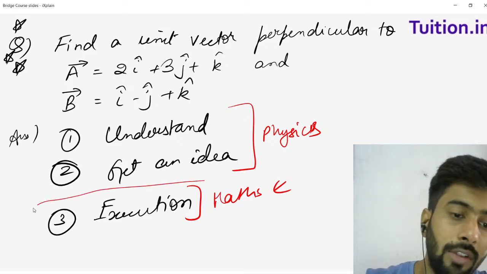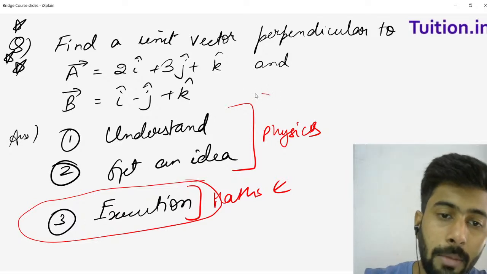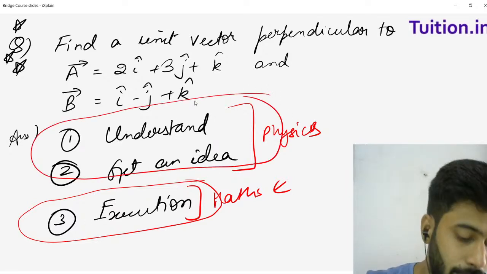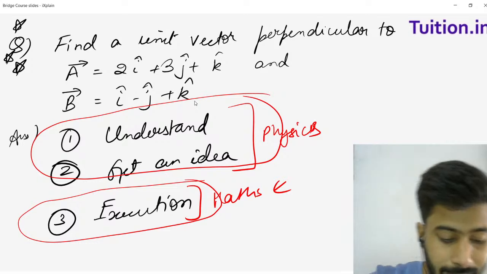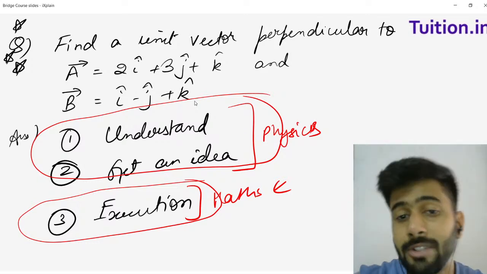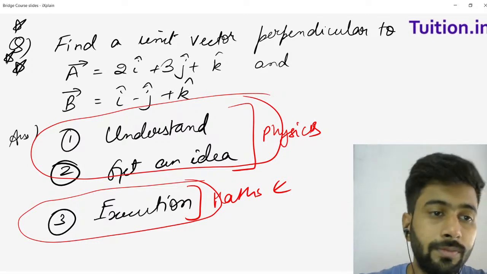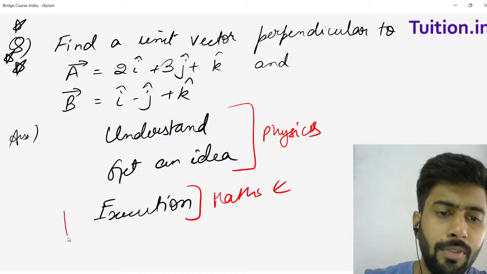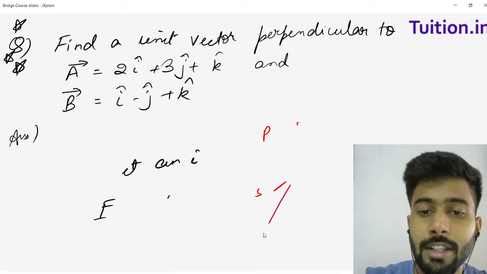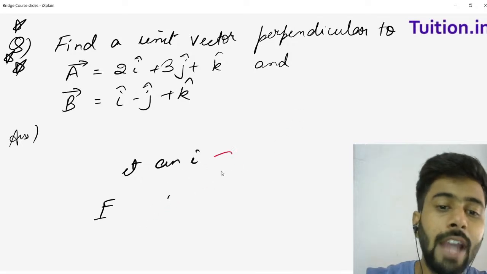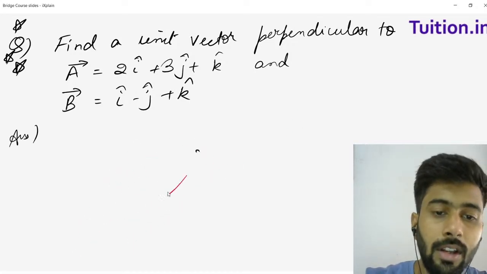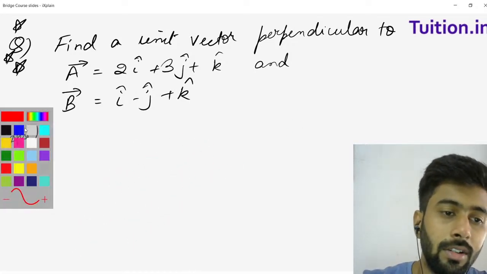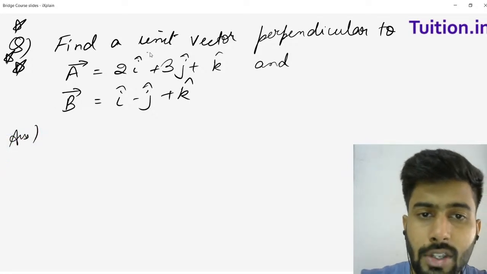So the execution part of any physics problem is mathematics, but the first two parts, which is understanding the problem and getting an idea, is basically testing how good your physics concepts are. So let's look at what this problem first means. Let's first understand this problem and then we will see if we have an idea to solve it. Let's see. So first problem is find a unit vector.